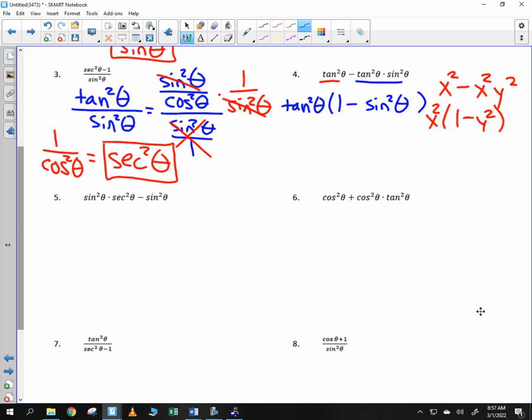Now this becomes a problem just like what we did. What is 1 minus sine squared? Good. So I have tangent squared times cosine squared. Now I have tangent squared, which I can rewrite as sine squared over cosine squared. And I'm going to multiply that by cosine squared over 1. Those cancel, giving me sine squared.